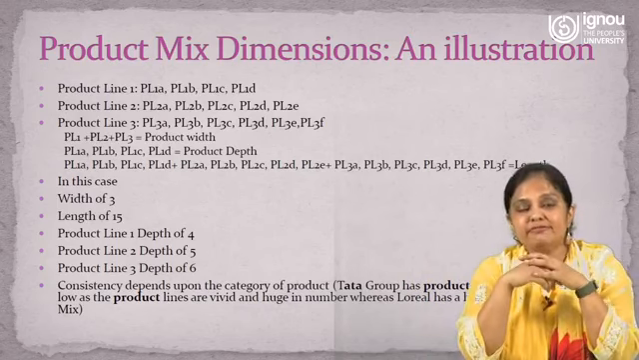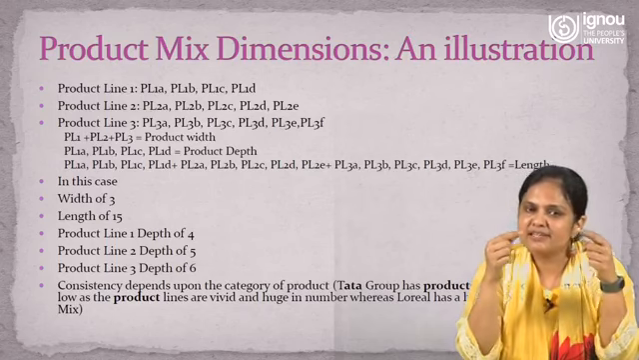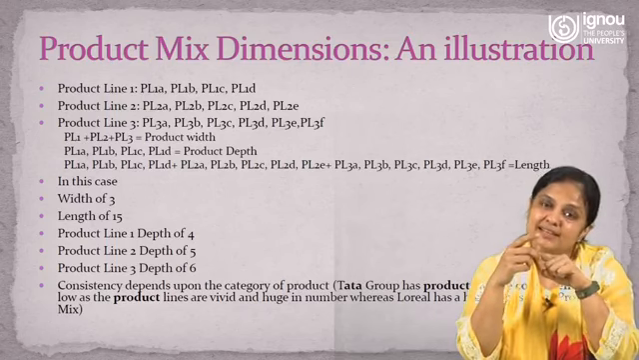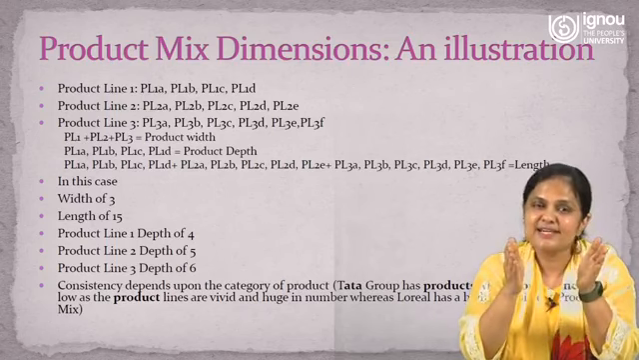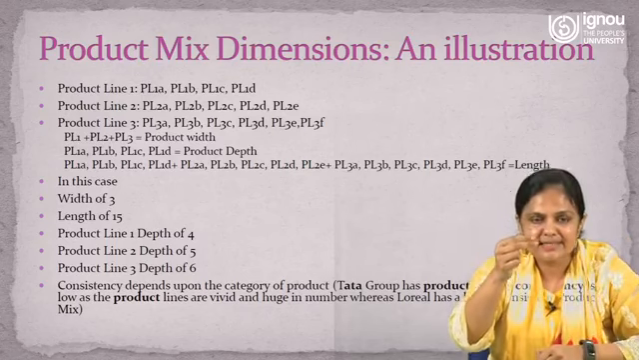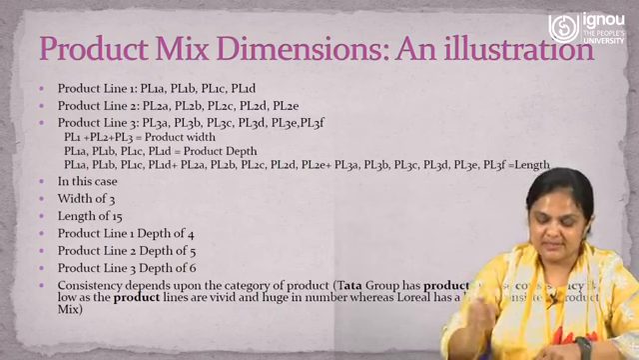But if we assume that these 3 product lines are entirely different things, for example, one is cosmetics, one is pharmaceutical and the other is food items, then that means the consistency of the product mix is less, because all the 3 product lines that the company is having are not related to each other.